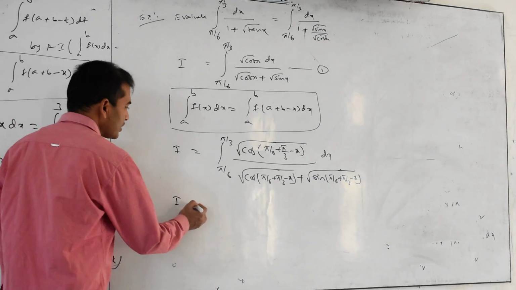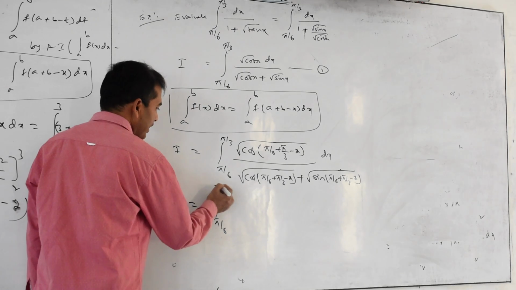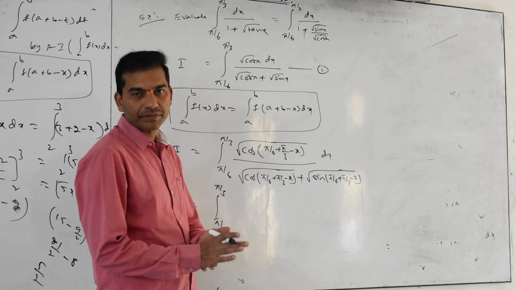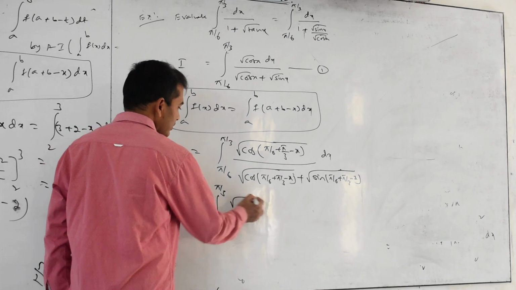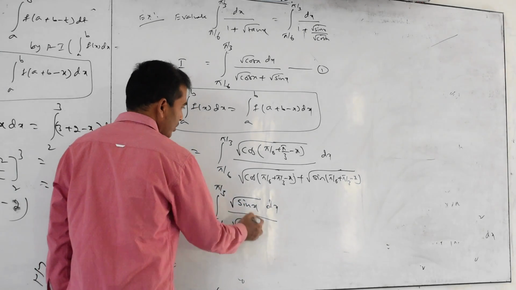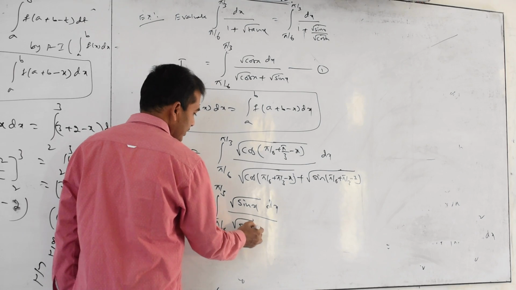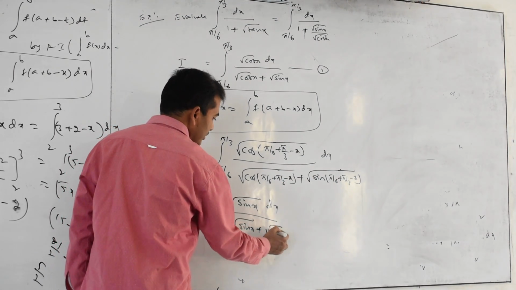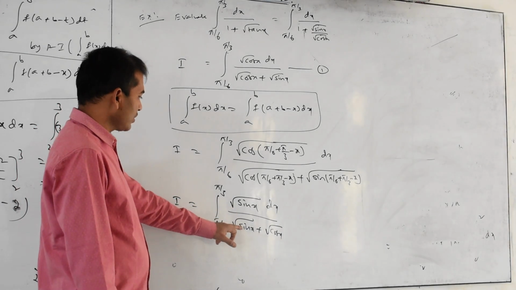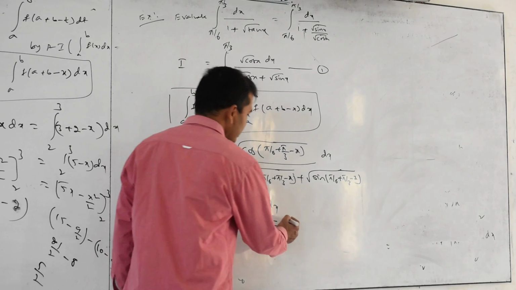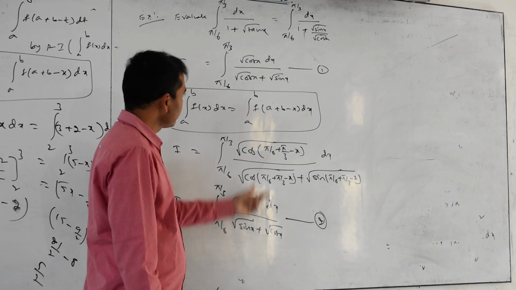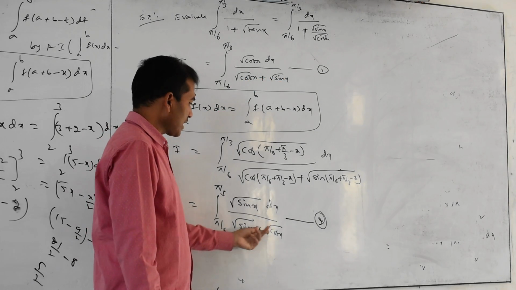Now I equals integration of pi by 6 to pi by 3 cos of pi by 6 plus pi by 3, that is 90, cos of 90 minus x, which is sin x. Root of cos 90 minus x is root sin x. Sin 90 minus x is cos x. Check it. This is root of sin x over root of sin x plus root of cos x. This is the second equation. The denominator is the same: root cos x plus root sin x.